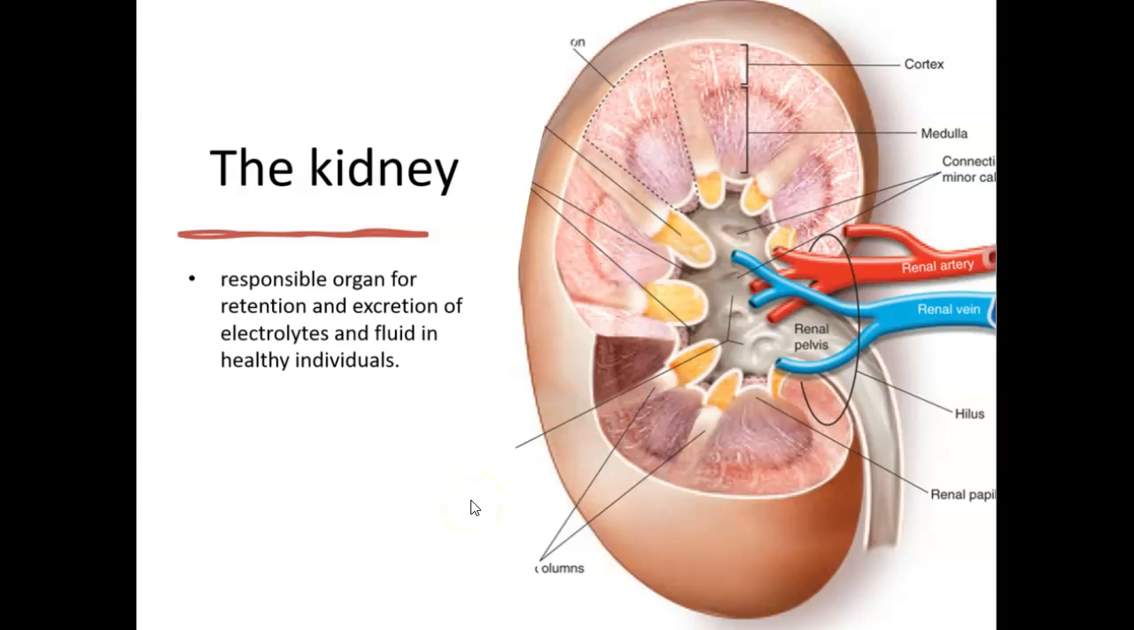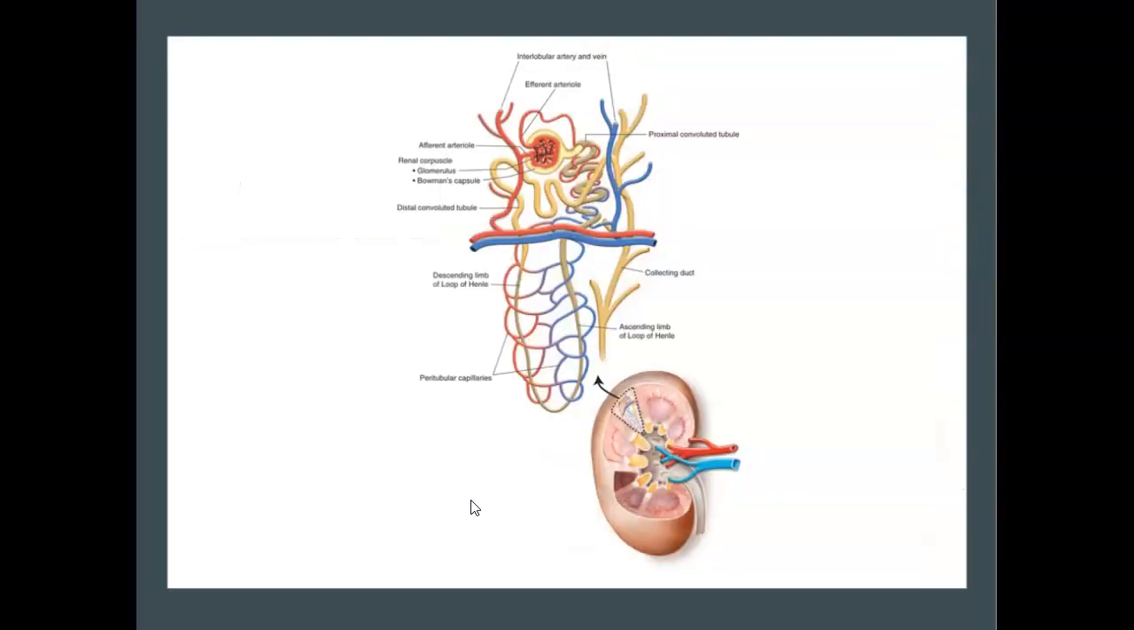So the kidneys are the primary organ responsible for retention and secretion of these electrolytes and fluids in a healthy individual. This is a picture from your textbook that explains the anatomy of where the filtration, reabsorption, and excretion happen.